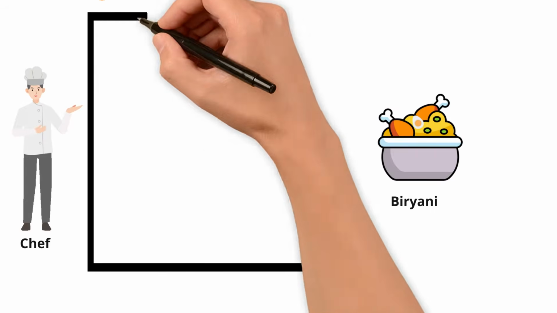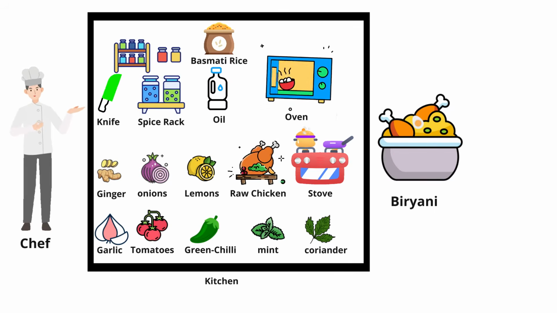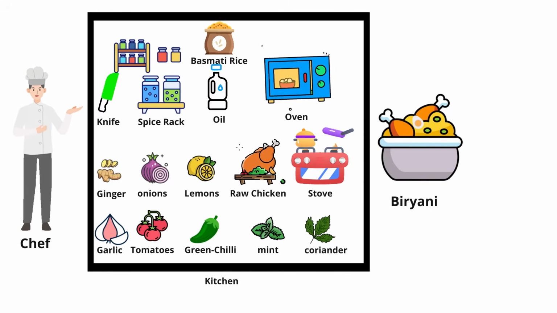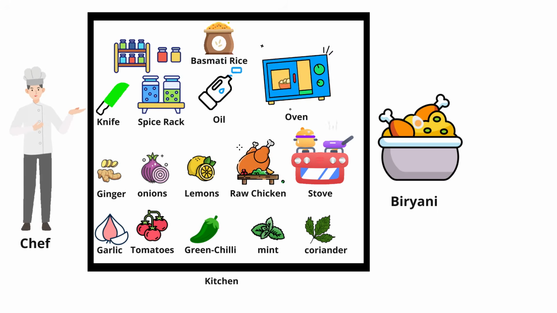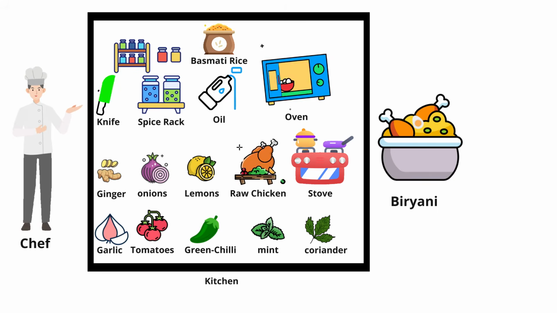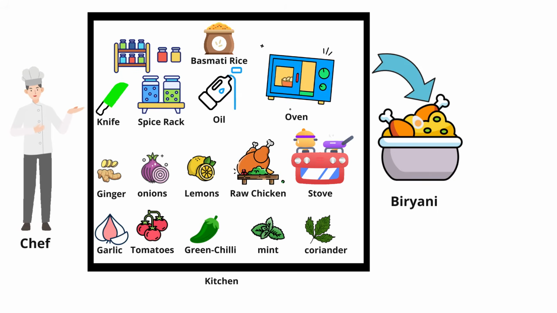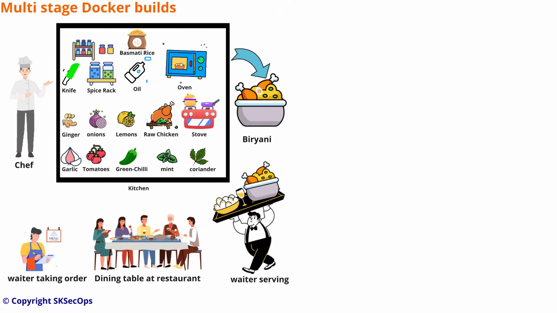In the kitchen, the chef has all the ingredients like spices, vegetables, curry leaves, basmati rice, and of course, a stove in order to cook the food. Using all these ingredients, the chef cooks the dish, and finally, the biryani is ready. Now another waiter takes the biryani from the kitchen and serves it to you at the dining table. You all will simply enjoy the food.